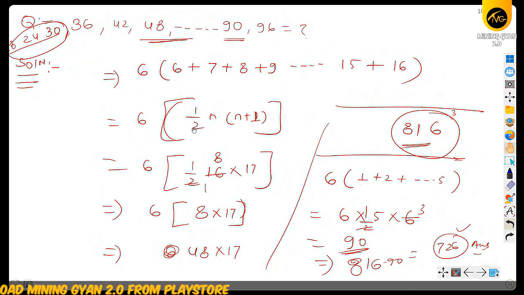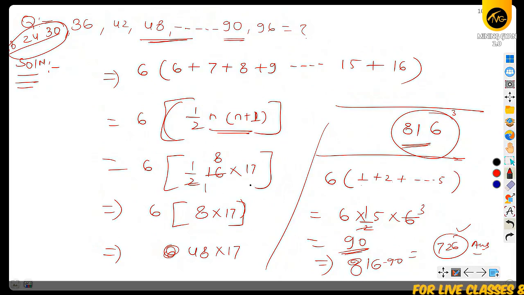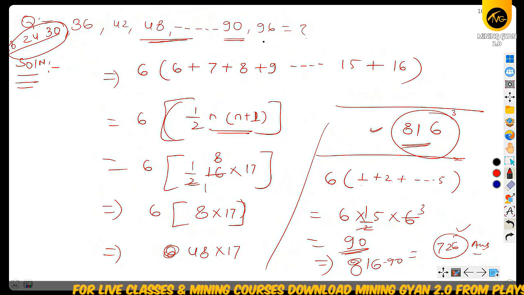Now just put in the formula: 6 into 1 divided by 2, n into n plus 1. Now n is 16 and n plus 1 is 17. Just multiply these numbers and we get the value of this series from 36 to 96, that is 816.